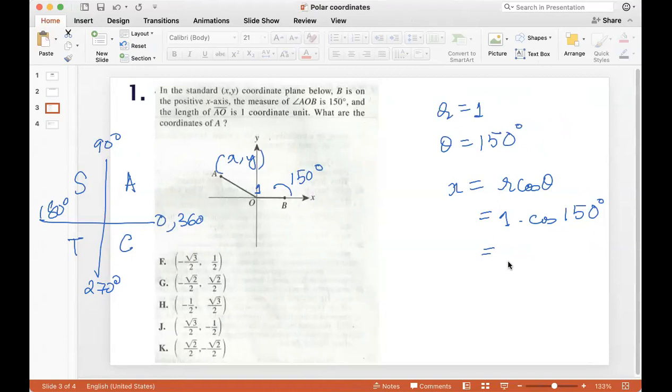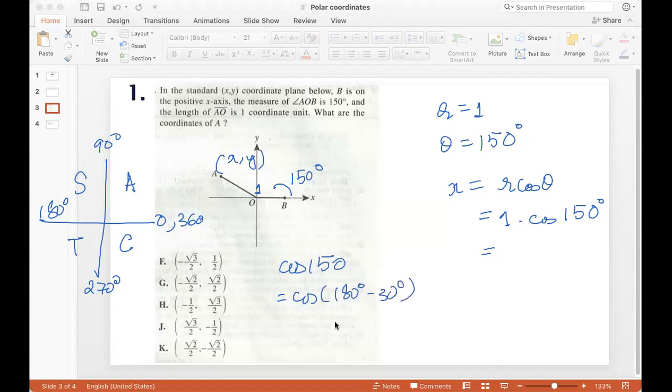Okay. So what I notice here is that 150 is in the second quadrant. So sine will be positive, but cos would be negative. So cos 150, which is cos of 180 minus 30, will be negative cos 30, right? And what is cos 30? Cos 30 is root 3 by 2. So this would be negative root 3 by 2.